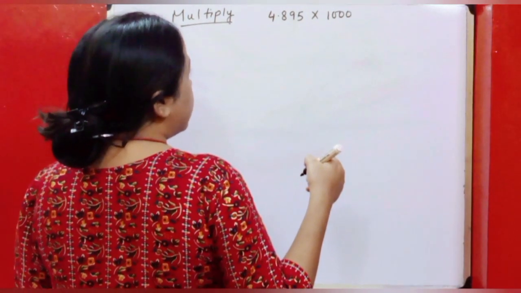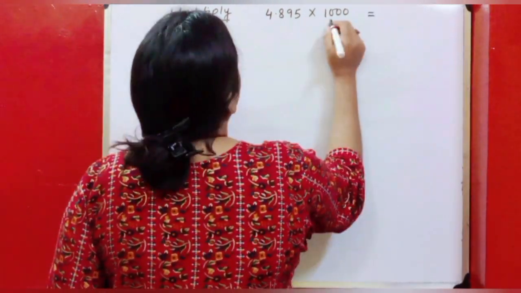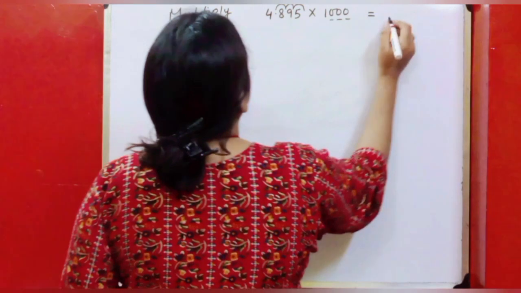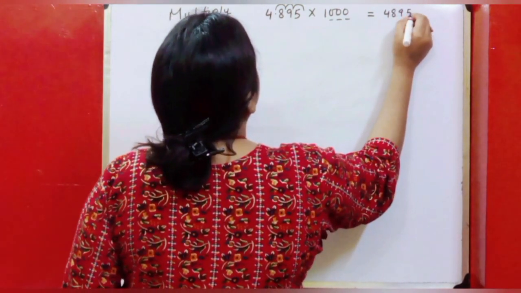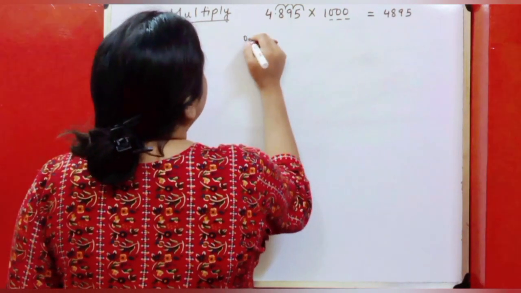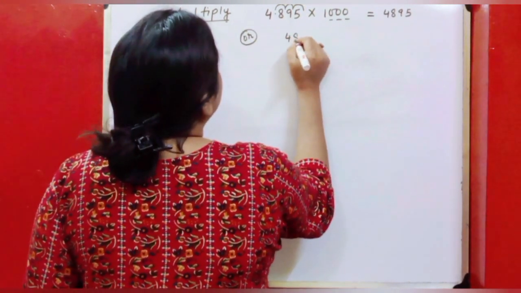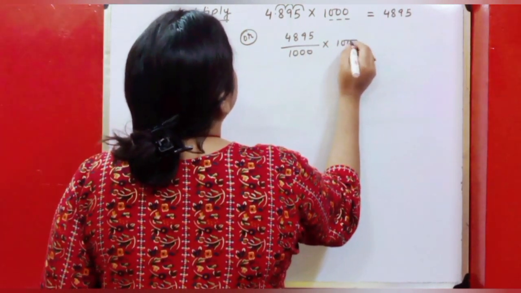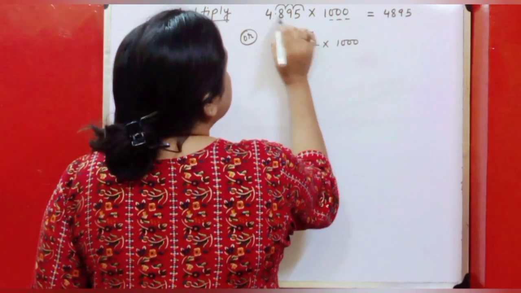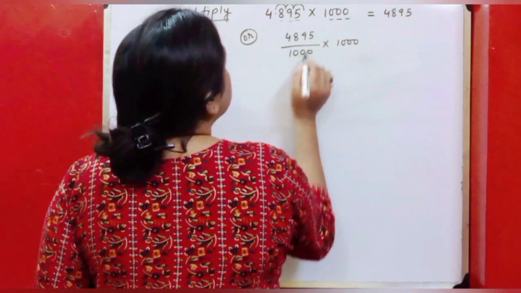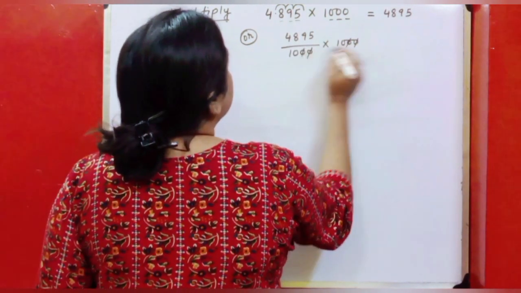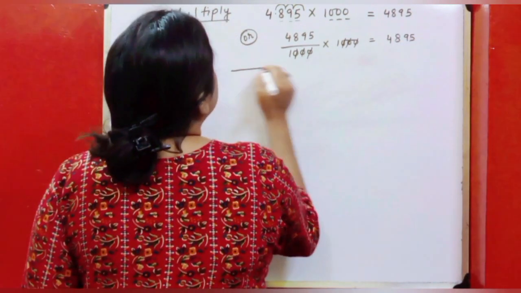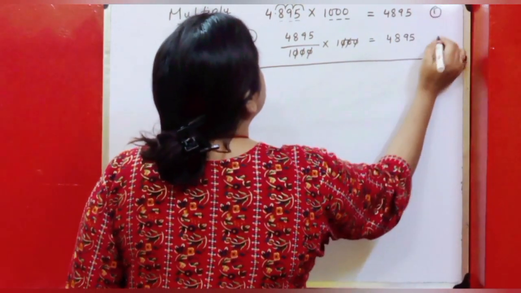Multiply 4.895 by 1000. Three zeros are here. So this point will be shifted to first place, second place, third place. 4895 will be the answer. You can do it in another process. 4895 by 1000 multiplied by 1000. Why 1000? Because after this decimal there are three digits here. So three zeros, 000000 and 4895 is the answer. This is the first method and this is the second method.